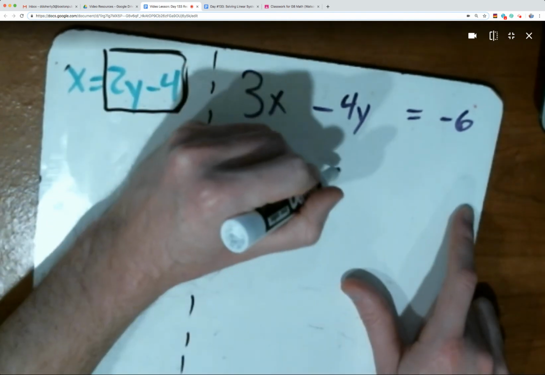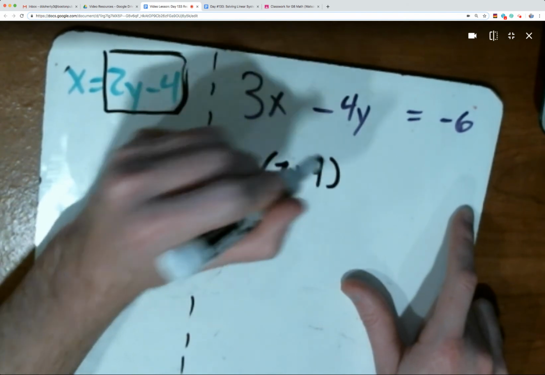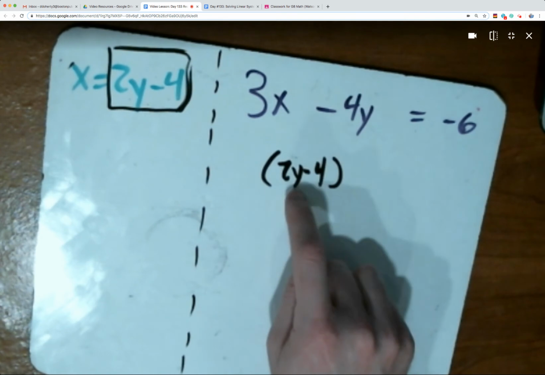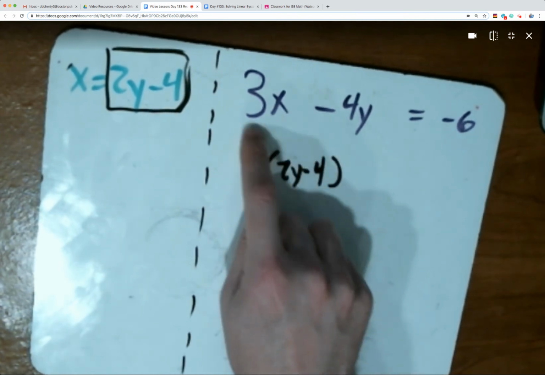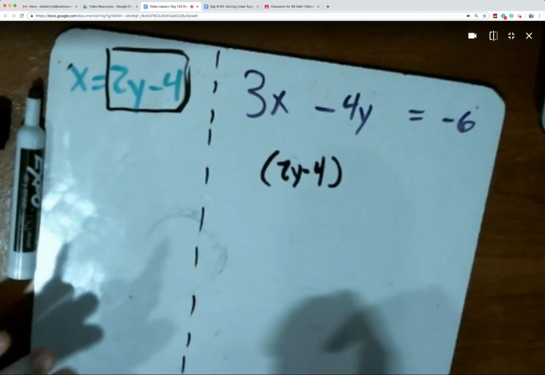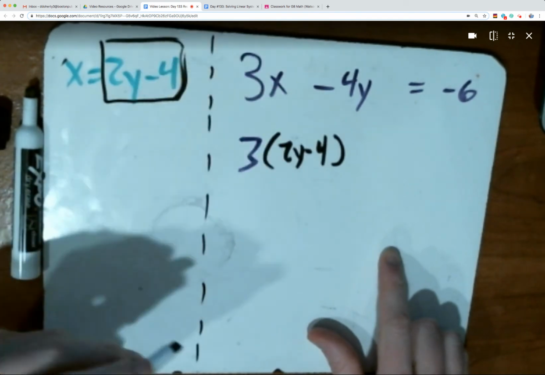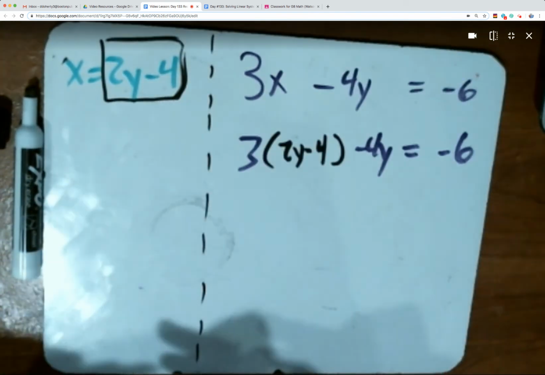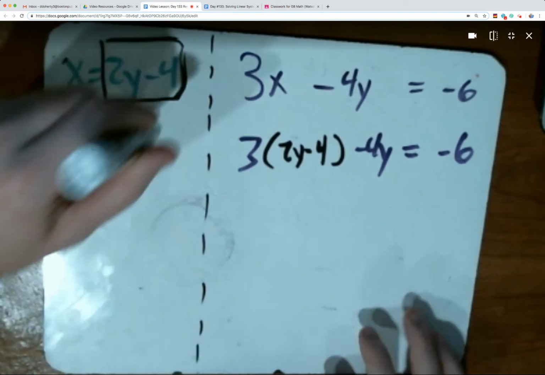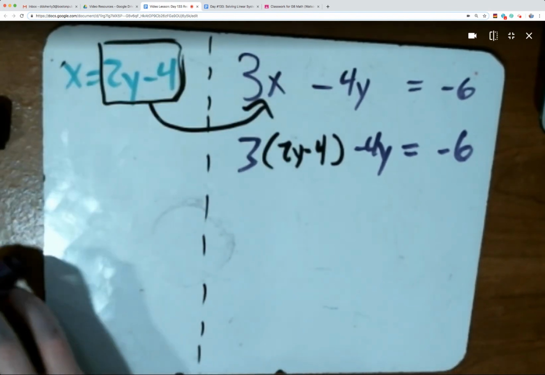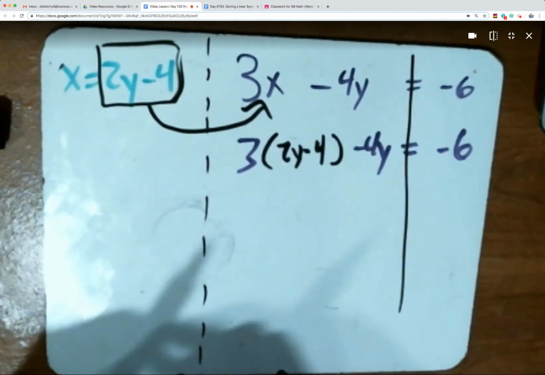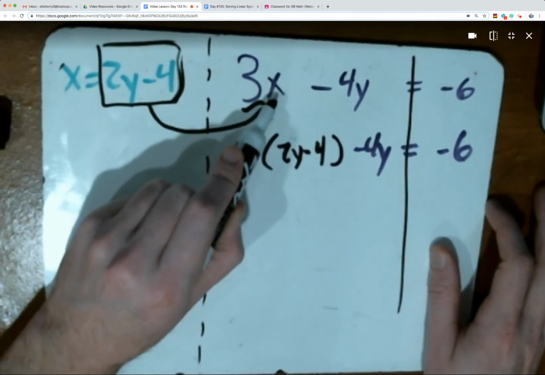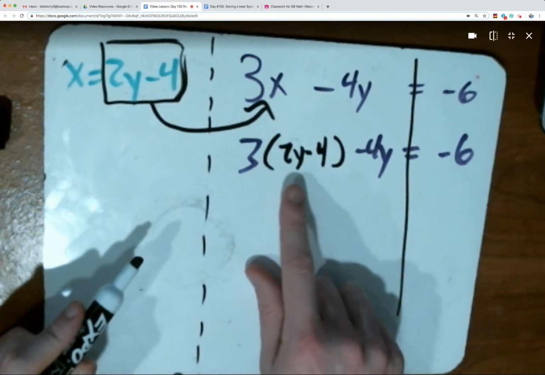That's going to make the equation look more complicated. I'm going to use parentheses again. That's a key for substitution. Using parentheses helps indicate this x, whatever's replacing it. This whole expression has to be multiplied with the 3. I still have negative 4y. That still equals negative 6. So as we plugged in the 2y minus 4 for x there, it made our equation look more complicated, but now it goes from an equation with 2 different variables, x and y, to an equation that only has y's.